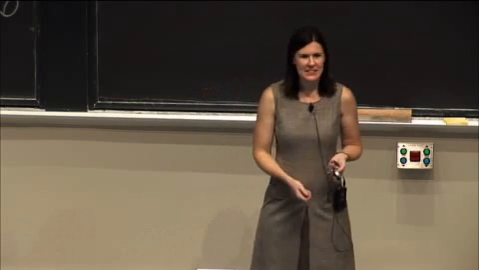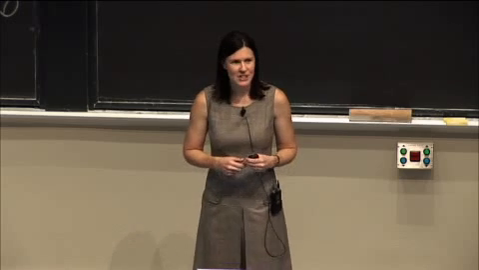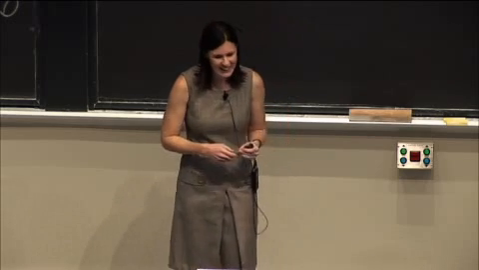Right, the second case of exceptions to the octet rule is octet-deficient molecules. Basically, this means we're going to have a molecule that's stable even though it doesn't have a complete octet. These tend to happen almost exclusively in group 13 molecules, specifically with boron and aluminum. So anytime you see a Lewis structure with boron or aluminum, remember to look out for an incomplete octet.